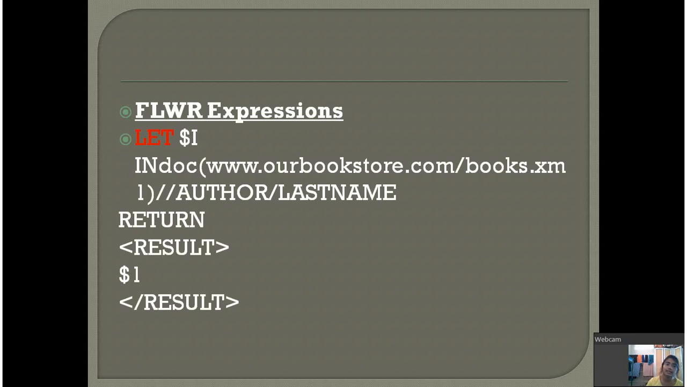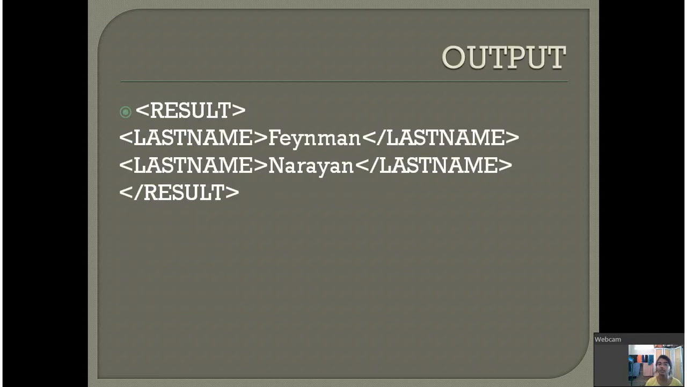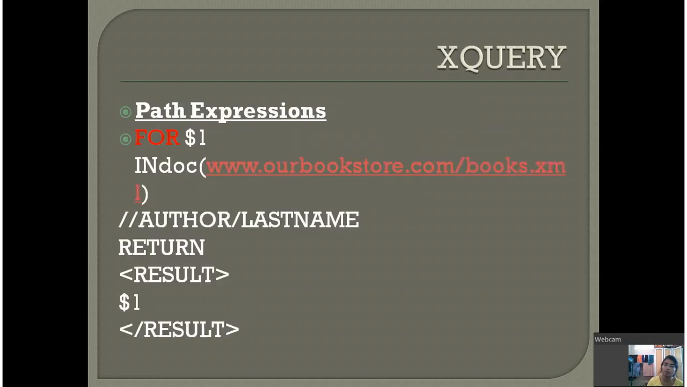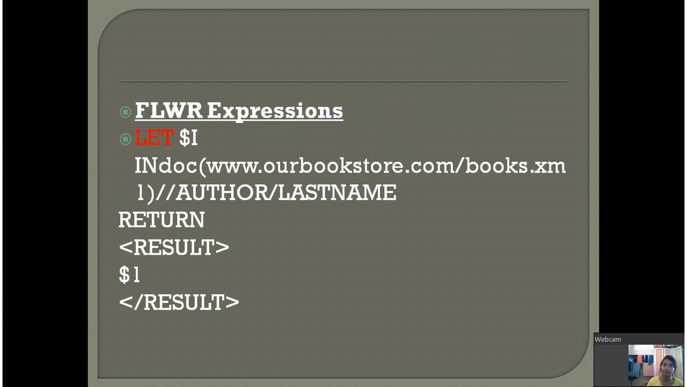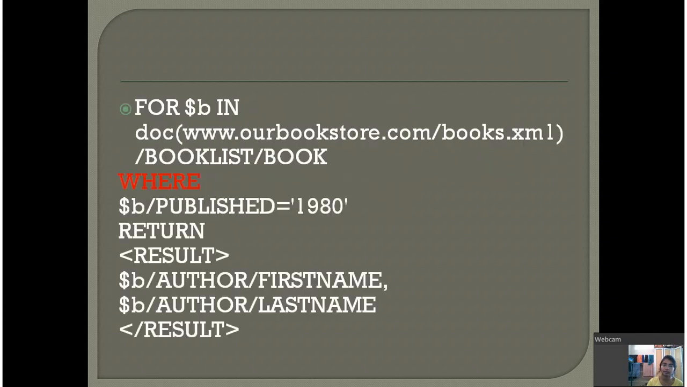And next, let is similar to from, but the difference is the output is displayed as a single document. Here, when we see result and the two last names get displayed, and only after that the result tag closes. Whereas when we used for, as you can see here, the result, the last name of one document gets displayed, then the result tag closes, and then the next document is displayed separately. So that is the difference between for and let.